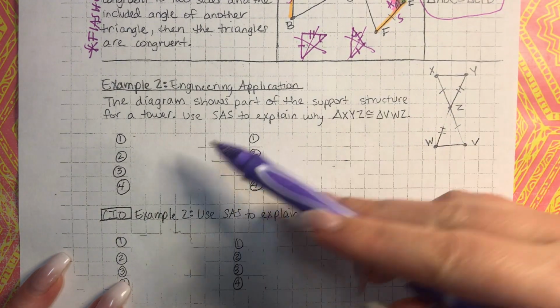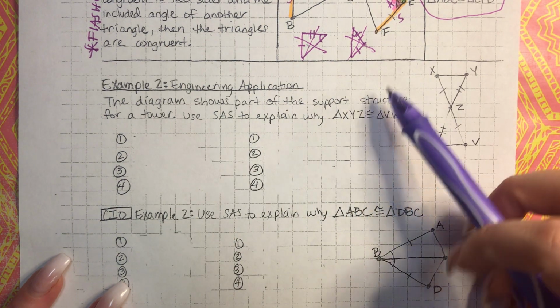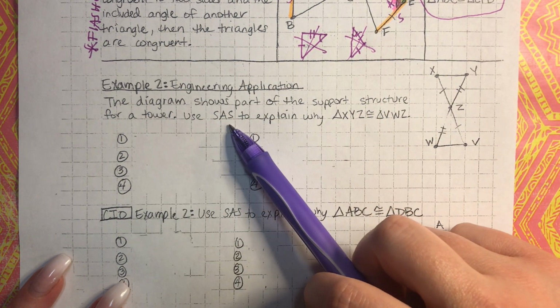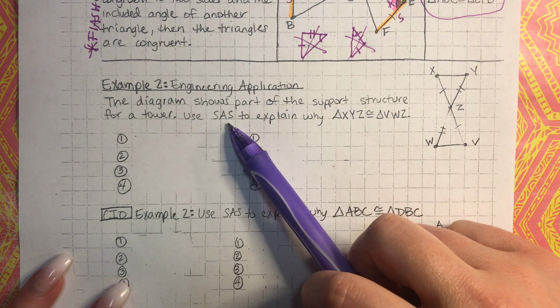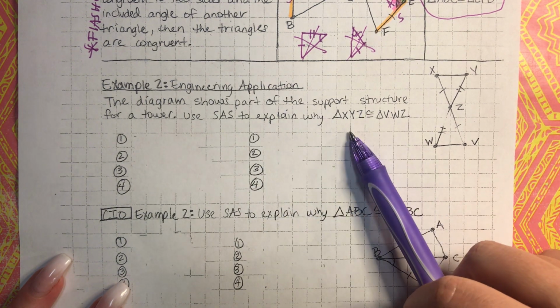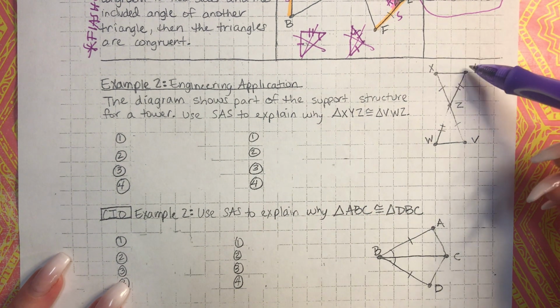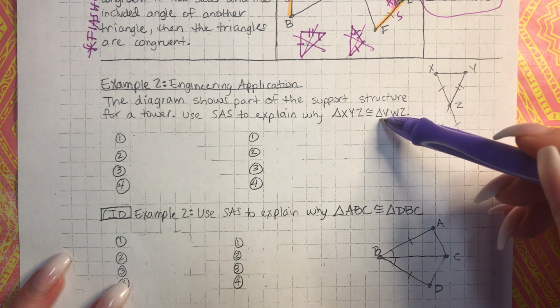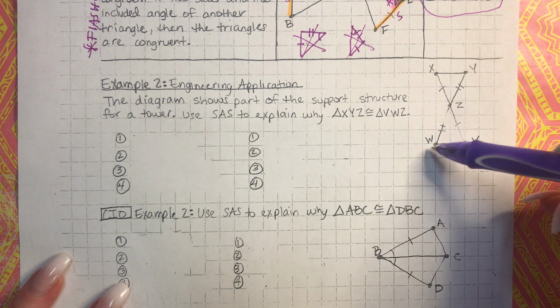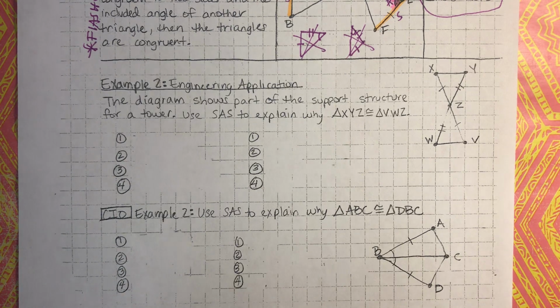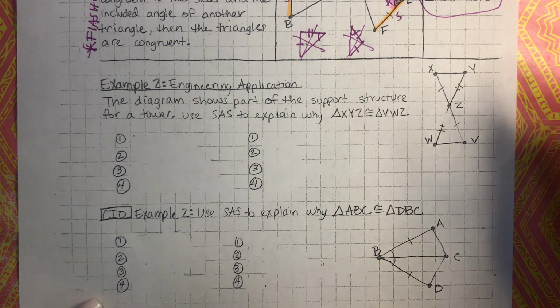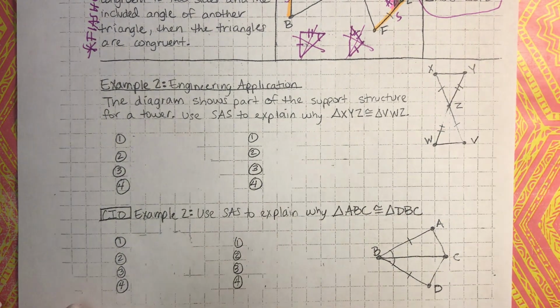It says the diagram shows part of the support structure for a tower. Use side angle side, or SAS, to explain why triangle XYZ is congruent to triangle VWZ. All right, let's go ahead and do it. So we have to use that sassiness, right?